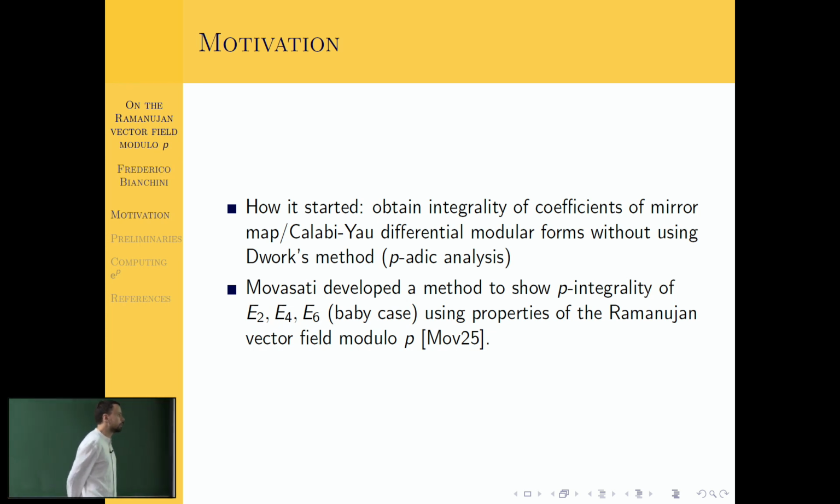So there are modular vector fields modulo P, and their pth powers. And he developed a method to show P-integrality of the Eisenstein series E2, E4, and E6, which we already know are integral. They have integral coefficients, right? Using properties of the Ramanujan vector field modulo P. Okay. So this is what started it. This is why we started looking at these vector fields modulo P.